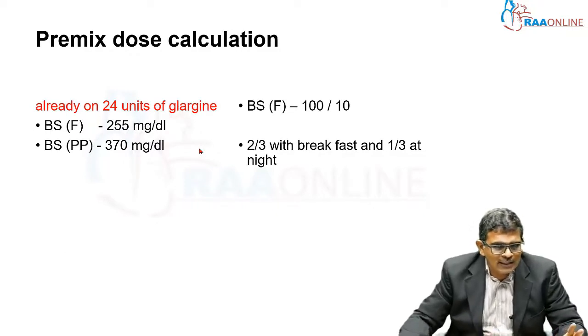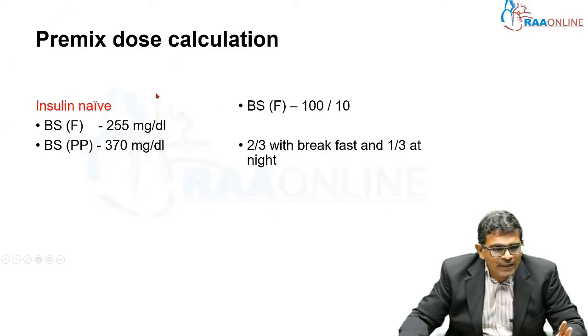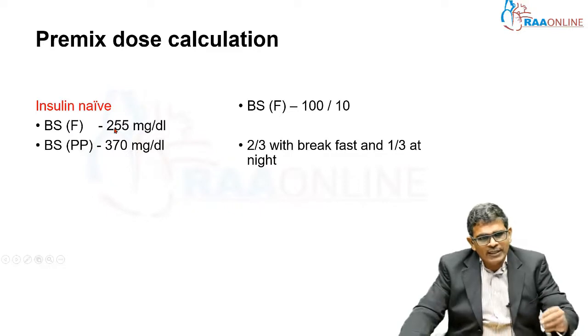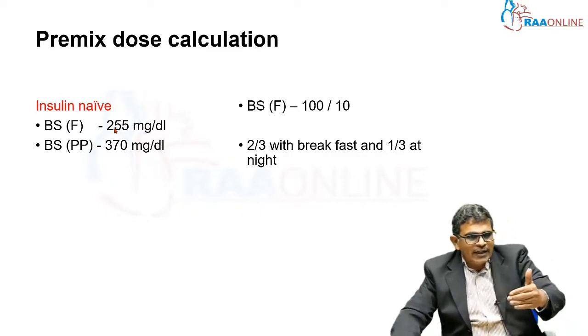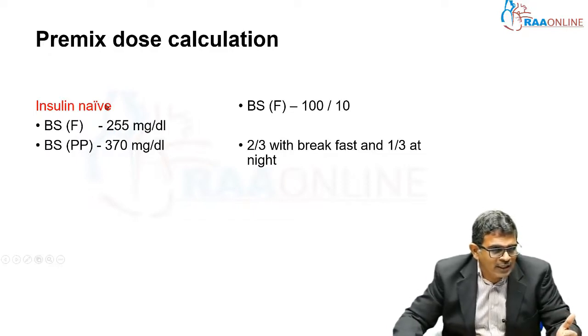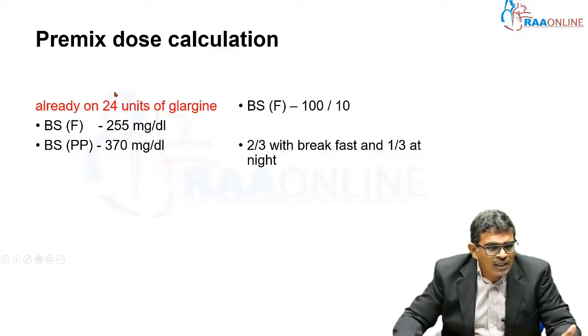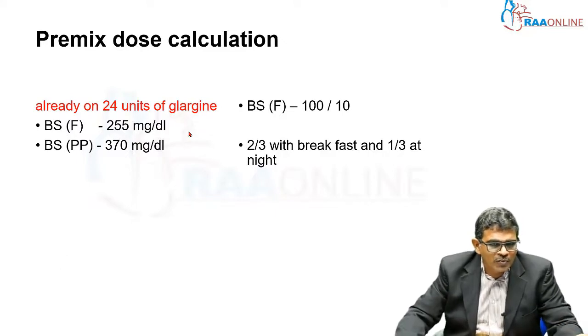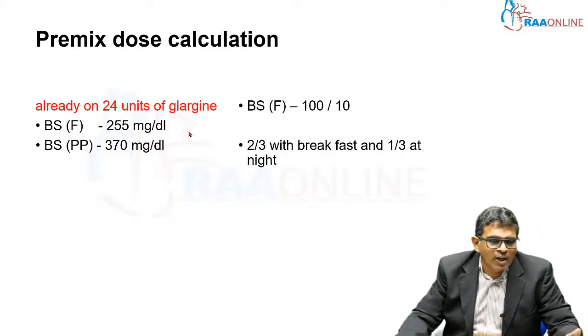There are two scenarios which can happen here. You can directly start a patient who is insulin naive, not on any insulin. In this particular case, the patient is totally insulin naive and cannot afford basal insulin, so we can start him with premix insulin. Or the patient is already on glargine, his sugars are like this, and instead of basal plus therapy, we may need to switch the patient to premix insulin. These are the two scenarios which can come when we talk about premix insulin.